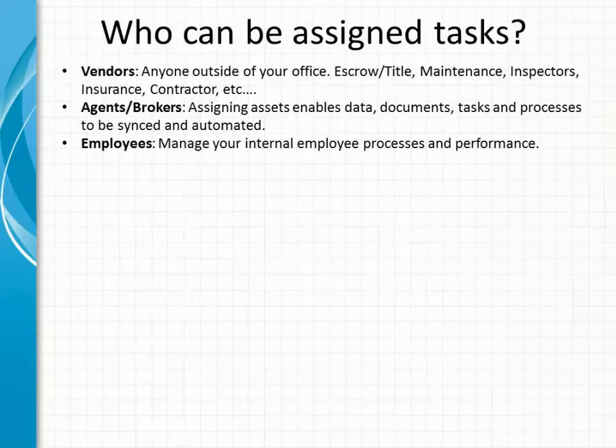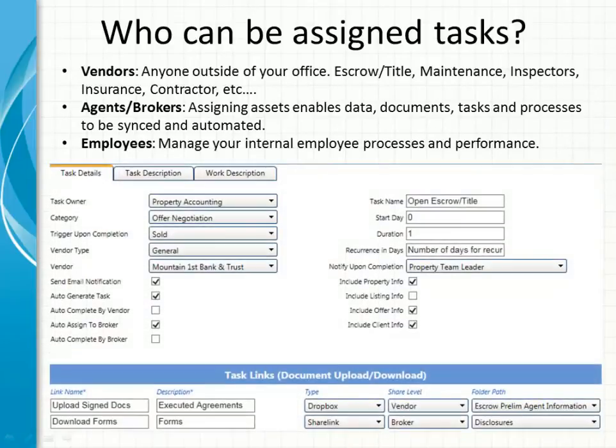Vendors, or anyone that's outside of your office, from escrow to title to maintenance, inspectors, insurance companies, contractors. You get the idea. You can assign assets to agents and brokers. Assigning an asset to an agent or broker allows for kind of a data sync or an exchange between you, the asset management company, and the listing agents and brokers, where documents flow between the two of you, tasks flow, and data is pushed back and forth between your two sides.